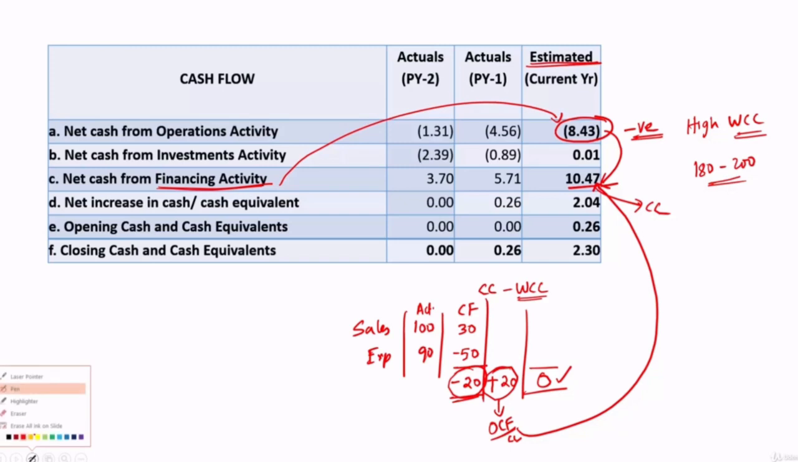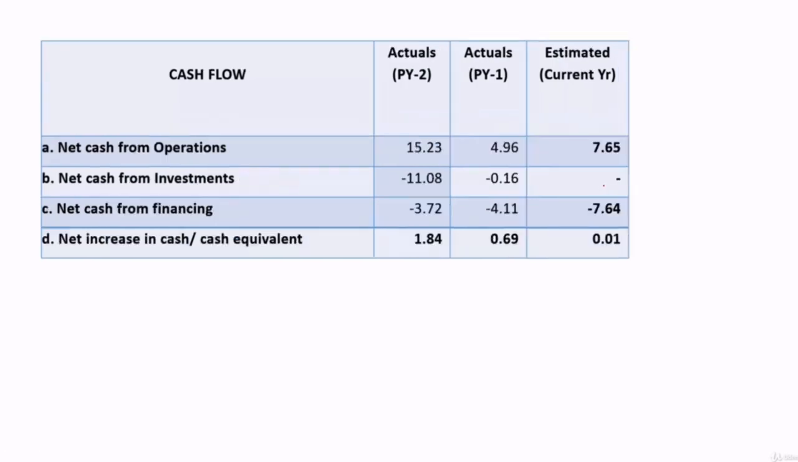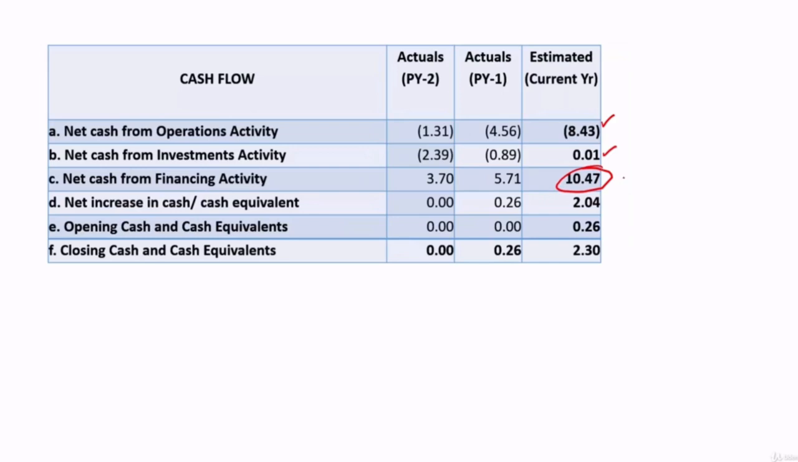Okay, let's continue. So here they are estimating this, but it can be accepted only for the discussed reasons, and there is some small estimated investment in investment activity, that is fine. This 10.47 crore has to be analyzed, because they are estimating almost double the level of previous year financing activity. So what are the sources? How much is coming from equity? How much is coming from bank financing? How much from other loans?